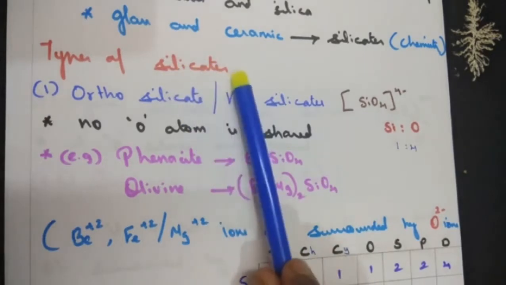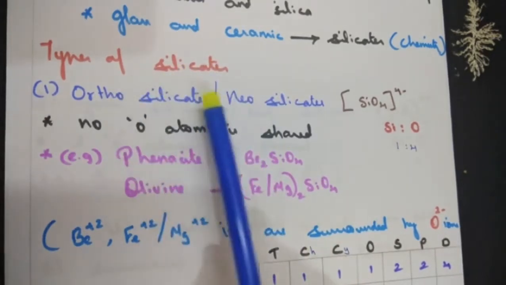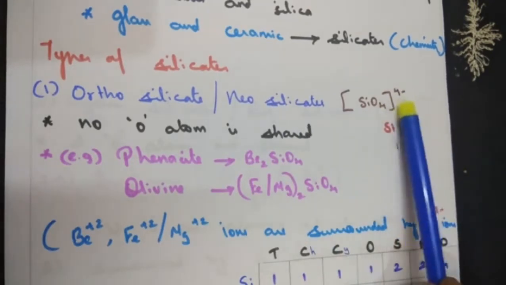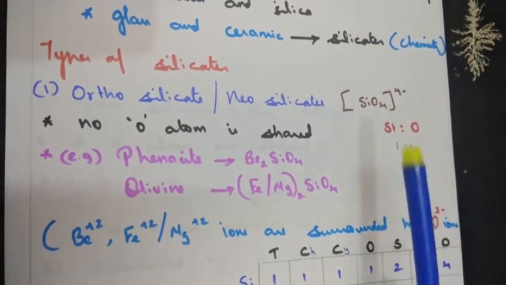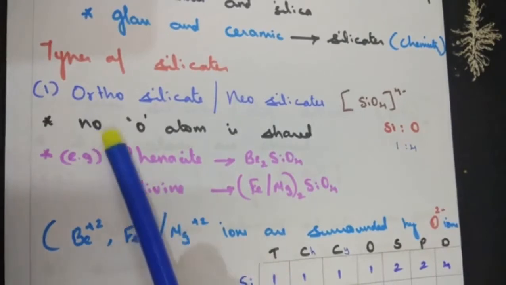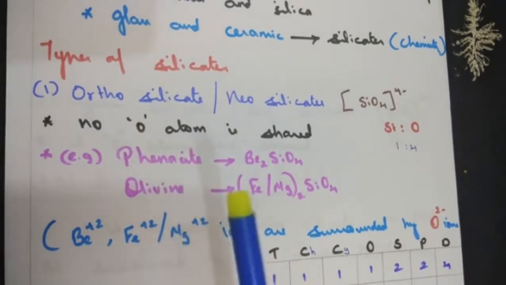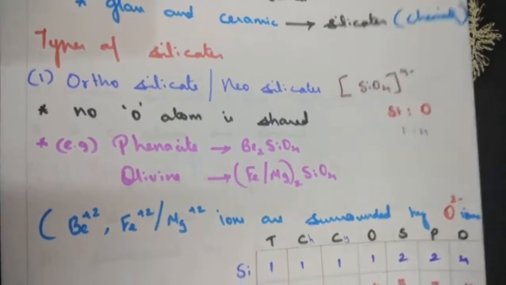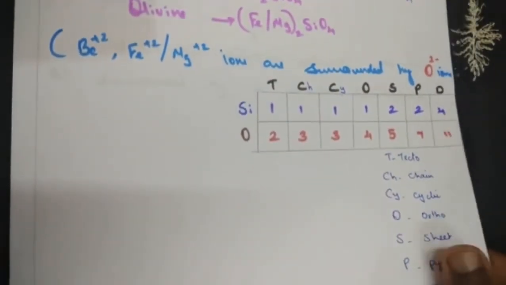So types of silicate, the first category, orthosilicate or neosilicate. The unit formula is given, SiO4 with a charge of -4. Ratio you understand, no oxygen atom is shared, and the examples phenacite and olivine along with the formula. All this from a 1 mark point of view, very important.